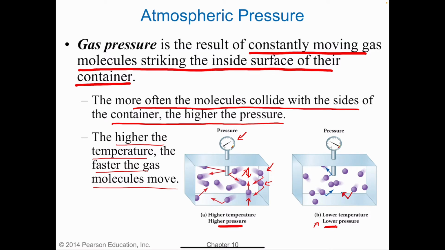It's kind of like the difference between just tossing a penny at the wall versus really trying to throw that penny at the wall as fast as you can. If the penny hits the wall with more force, it's applying more pressure when it does hit the wall. Same kind of idea with gas particles.